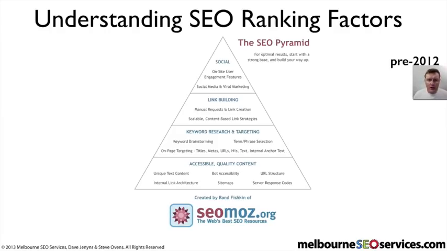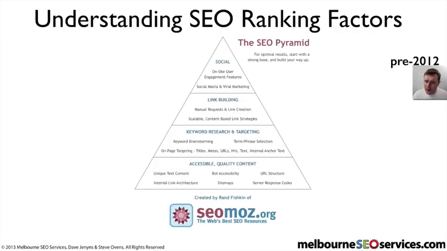So prior to 2012, SEO could be thought of in a fairly simple pyramid where if you had a decent structure at the bottom, a nice solid foundation where your site was technically correct, and you picked some good keywords and targeted those keywords well, and then you built some links to your site from other sites on the web, that would pretty much get you ranked.